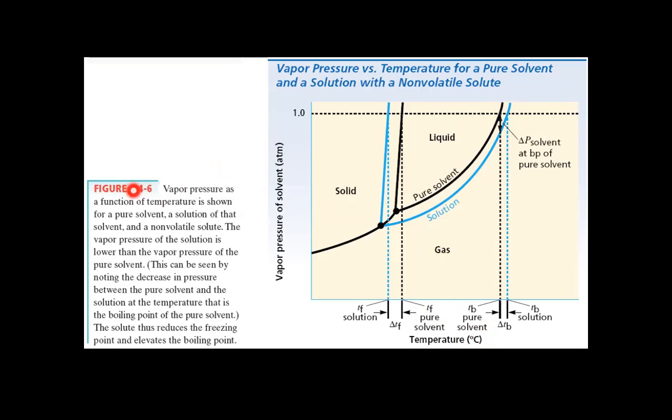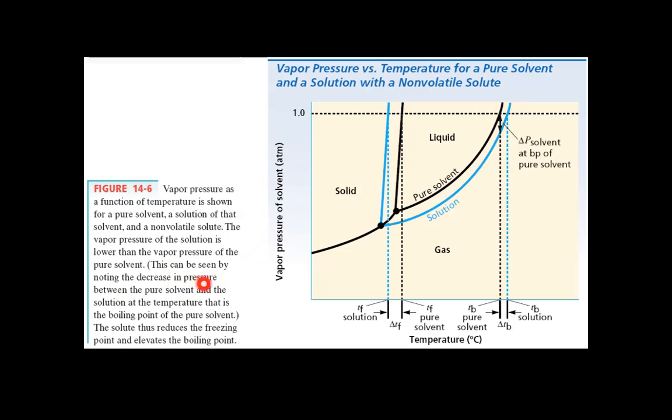Just reading from the description, the vapor pressure as a function of temperature is shown for a pure solvent, a solution of that solvent, and a non-volatile solute. The vapor pressure of the solution is lower than the vapor pressure of the pure solvent. And we can see that just by the fact that these lines are lower for the vapor pressure on the y-axis. Right.